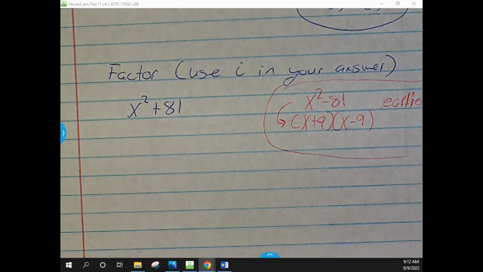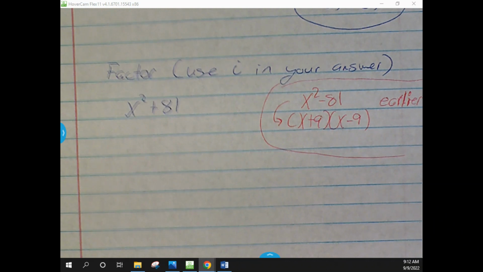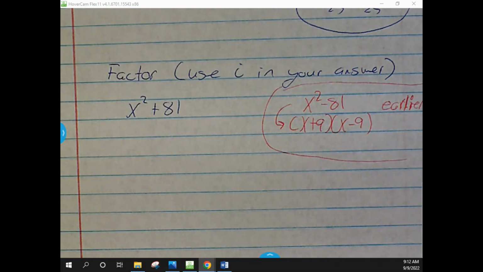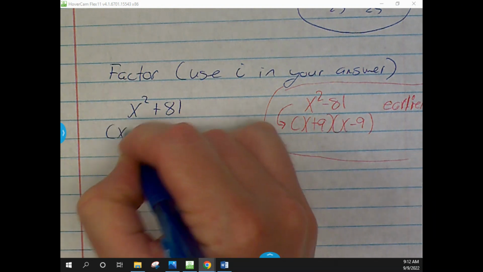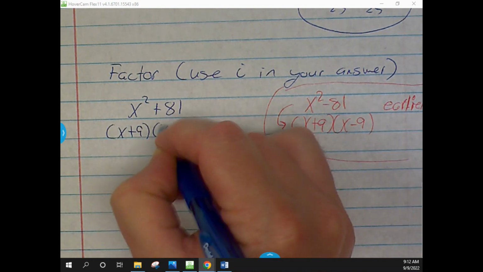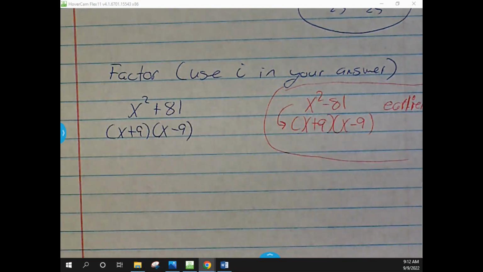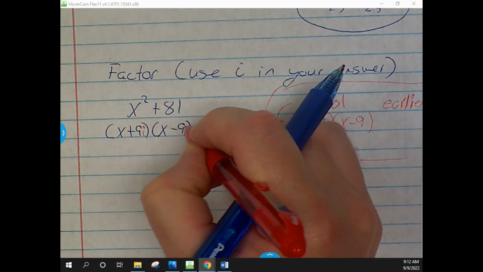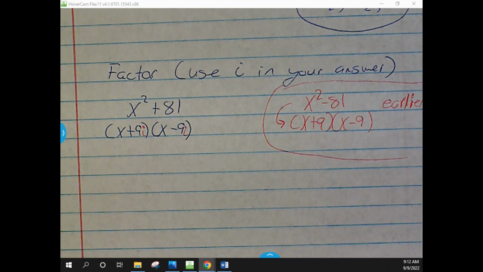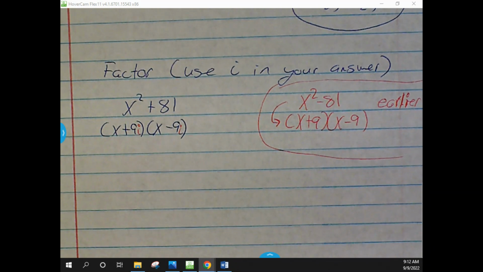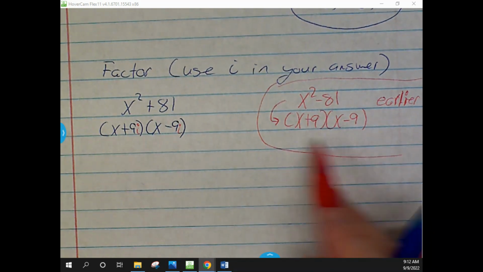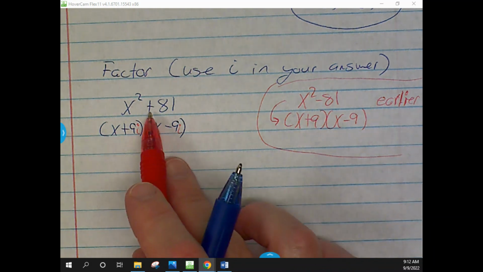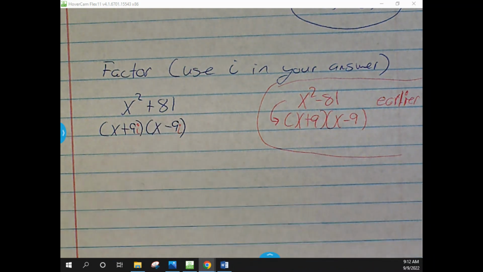Okay, so if it's minus, it's just x plus the number and x minus the number that you got with it squared. If it's a plus, it's almost the exact same thing, but you're going to do one thing different. If it's a plus in the middle, you have to make both of these numbers imaginary. So minus, it's real numbers. If it's a plus in the middle, the only way you can factor it is to make them imaginary.